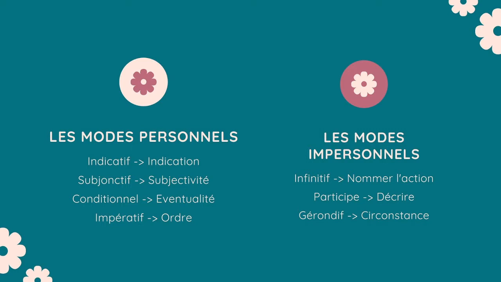So those are the ones that we call personal moods. Why? Because we're going to use the personal pronouns like je, tu, il, elle, on, nous, vous, ils, and elles. But we also have some moods that are not using those pronouns. They're called impersonal because we don't use them. So you have the infinitive, which we use just to name the action, so that's the raw form of the verb. You have the participles, which we use mainly as adjectives to describe. And then you have the gerundive, which we use for circumstances.